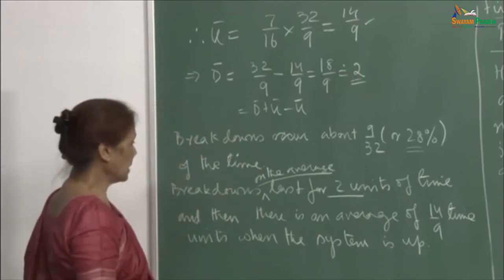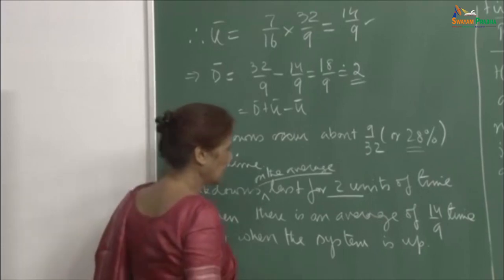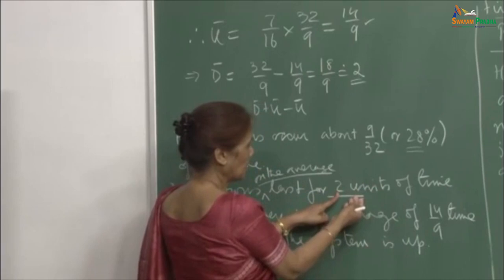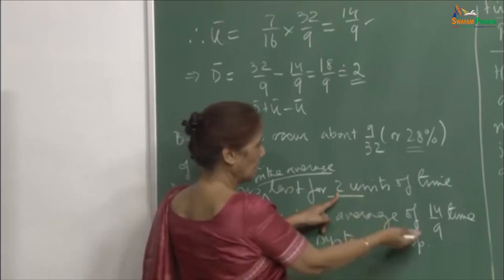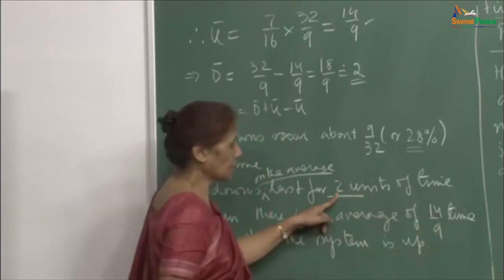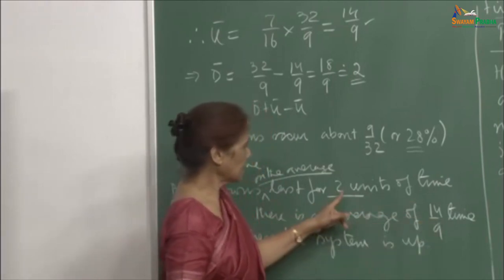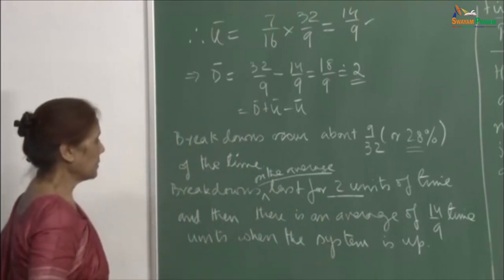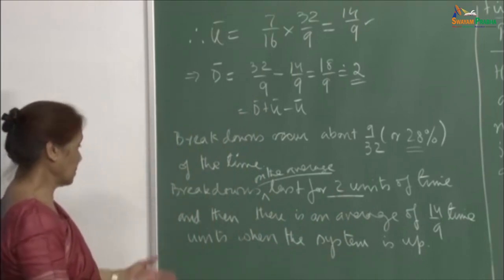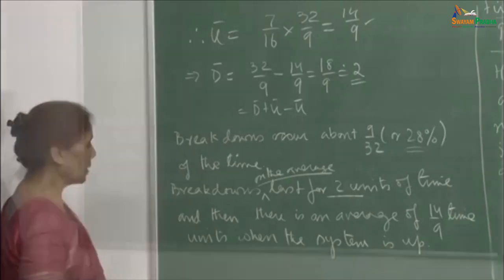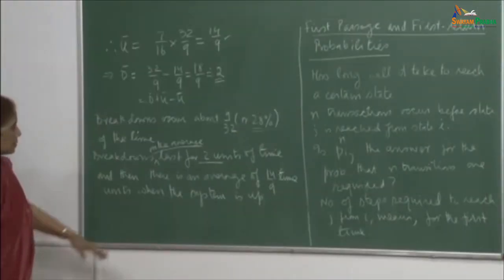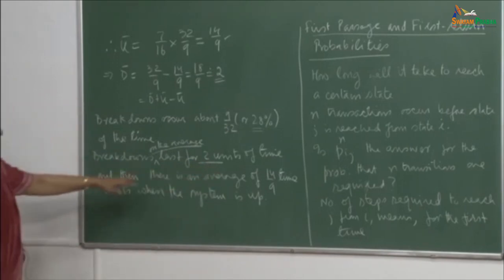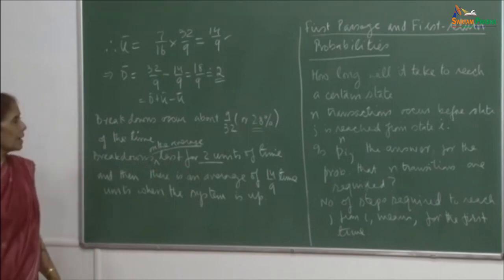So, certainly the system is not in a very satisfactory situation, because on the average, the breakdowns remain for 2 units of time, whereas your actual production time is only 14/9, which is less than 2 units of time. So, certainly the system is not in a very healthy state. And so, this again gives a warning to the manufacturer to do something about it, because the way the transition probabilities are given, this is what your conclusions are.